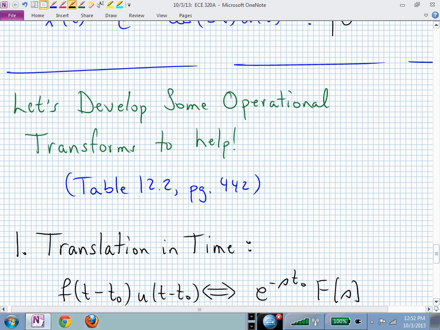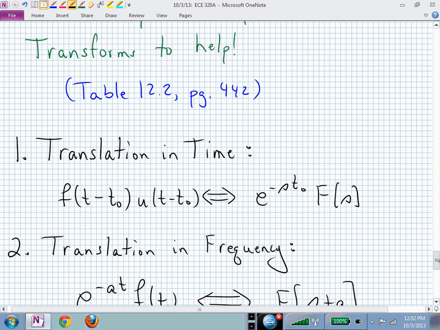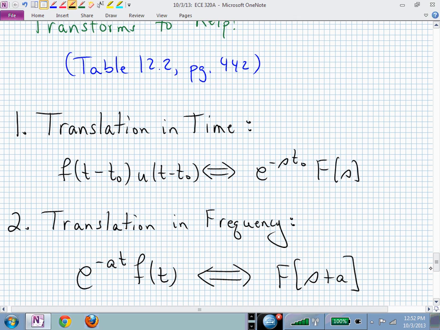So if we knew the f of t, capital F of s relationship, we can immediately find, and look, this u, the switch, is exactly the same argument as the waveform f. And that allows us to then say, oh, we know how to Laplace transform that expression. Not only can we translate in time, we can translate in frequency. Here's how we will address that second example.